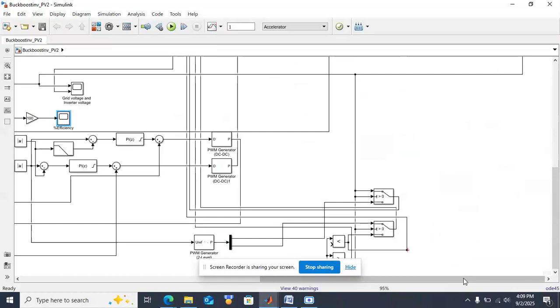Okay, these are the outputs we can see in these converters. That is, when PV is available, what is happening, and when PV is not available, what is happening. What is the load power, what is the efficiency, what is the inverter voltage. These are the results.